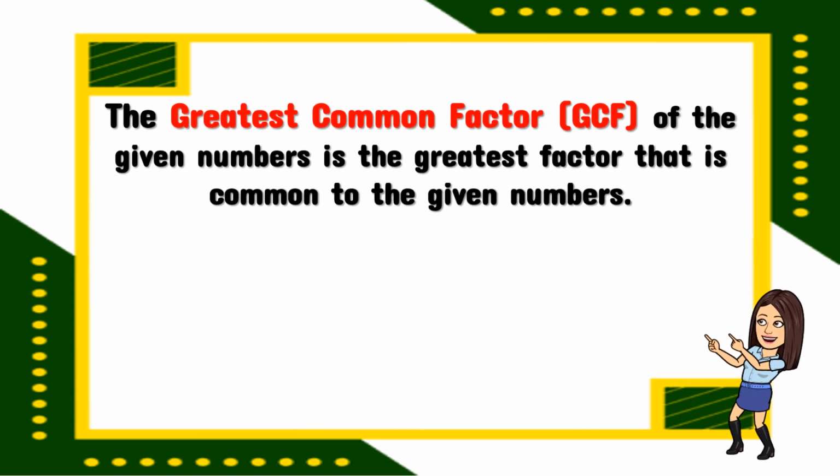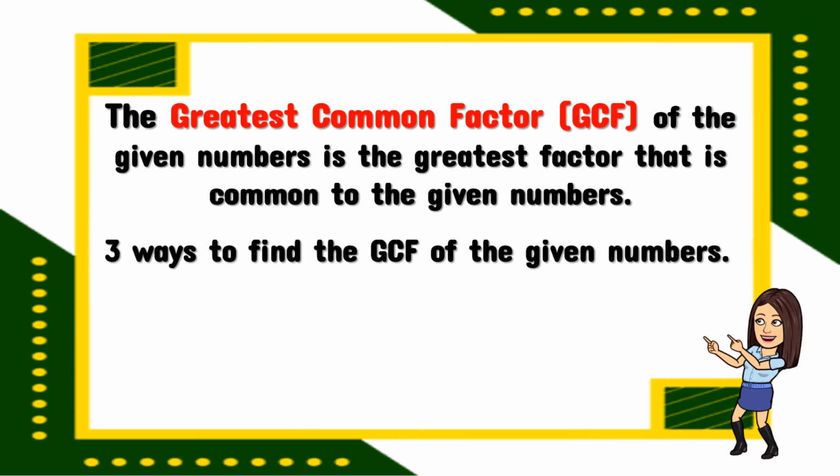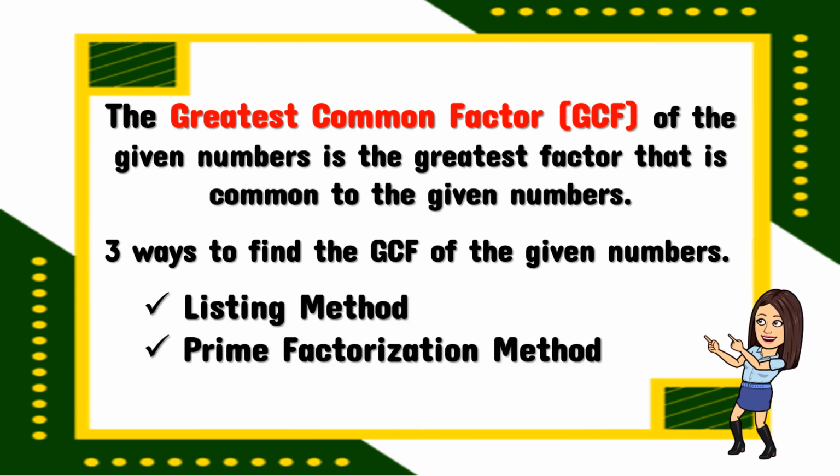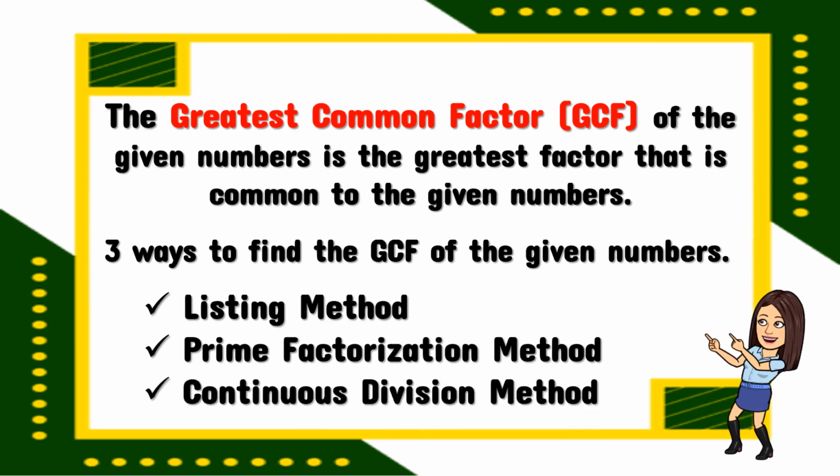The greatest common factor or GCF of the given numbers is the greatest factor that is common to the given numbers. There are three ways to find the GCF of the given numbers. These are the listing method, the prime factorization method, and the continuous division method.